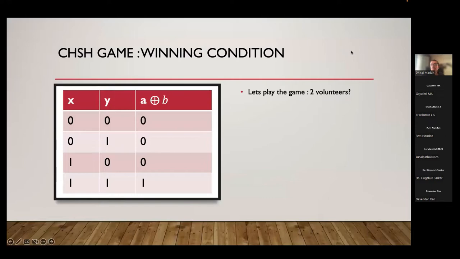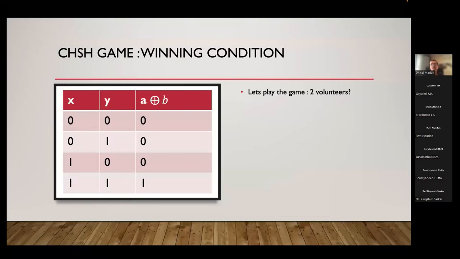Hi, Dhiraj. Hi. So I just had a small clarification. So the A and B, which are outputted by the player, should be local, right? The A will depend locally on the bit X, and B will depend locally on the bit Y, right? Yeah. So A depends on X and B depends on Y. So there are no mutual intercorrelations between the bits X and Y, right?